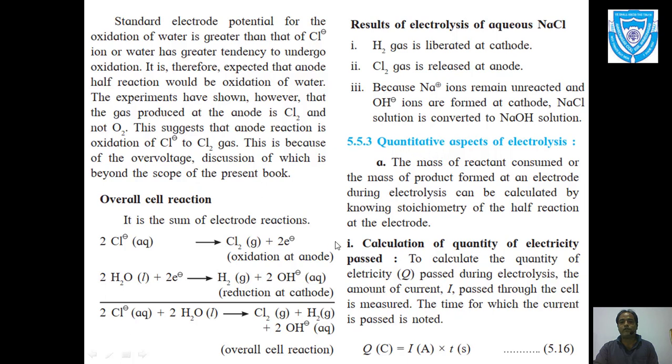So there are four main steps in that. The first one is calculation of the quantity of electricity passed. Q is equal to I into t, where Q is the quantity of electricity and I is the current. To calculate the quantity of electricity passed during electrolysis, the current I passed through the cell is measured, along with the time for which the current is passed. Their units are given in the brackets. So Q is equal to I into t.